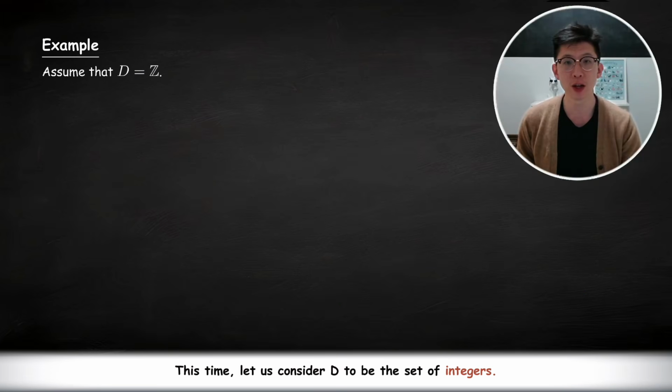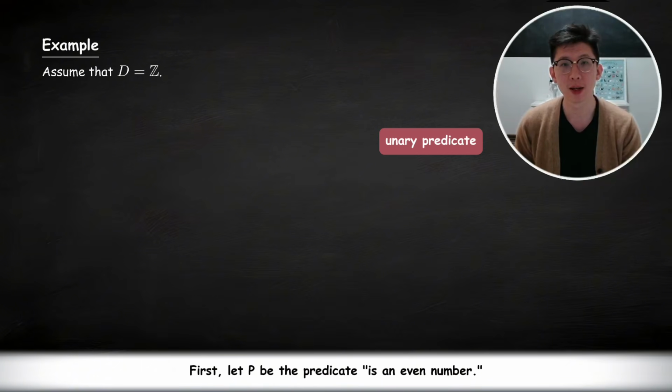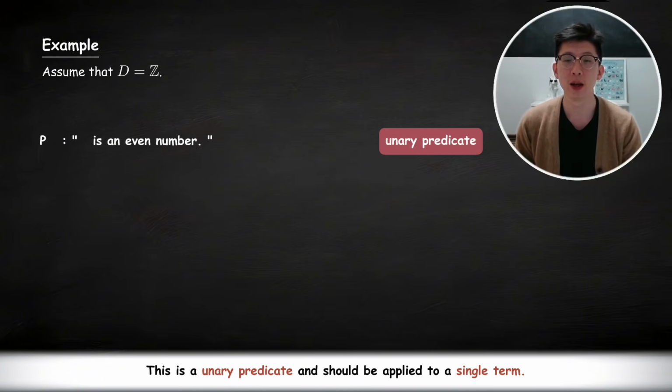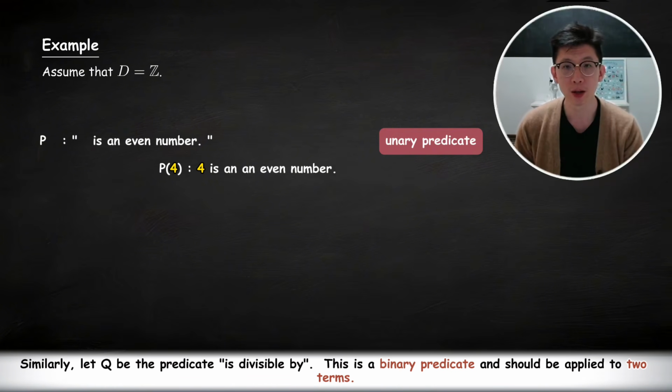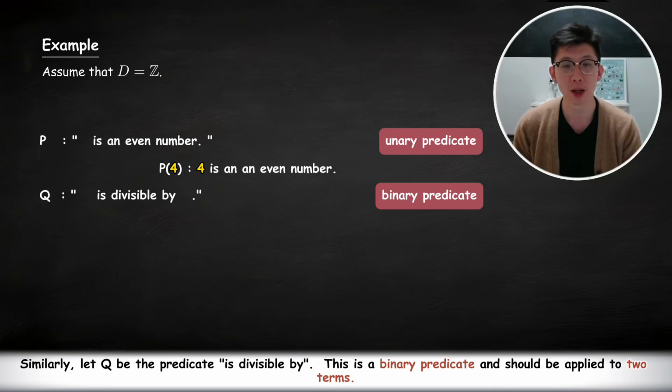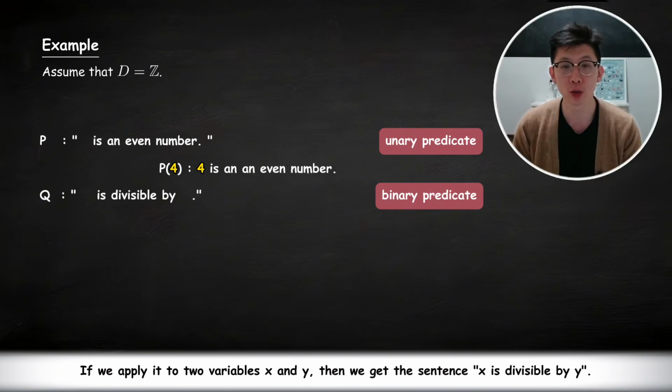This time, let us consider D to be the set of integers. First, let P be the predicate "is an even number." This is a unary predicate and should be applied to a single term. For instance, if we apply it to 4, then we achieve the sentence P4, which reads "4 is an even number." Similarly, let Q be the predicate "is divisible by." This is a binary predicate and should be applied to two terms. If we apply it to two variables, x and y, then we get the sentence "x is divisible by y."